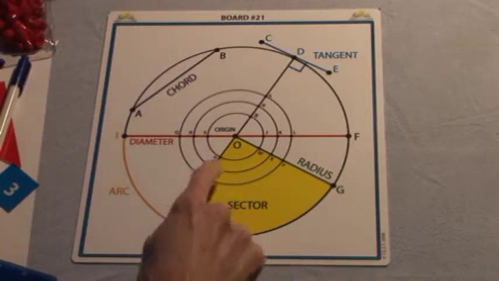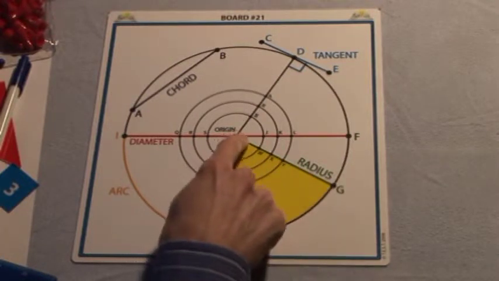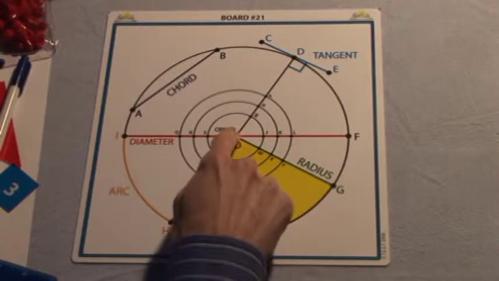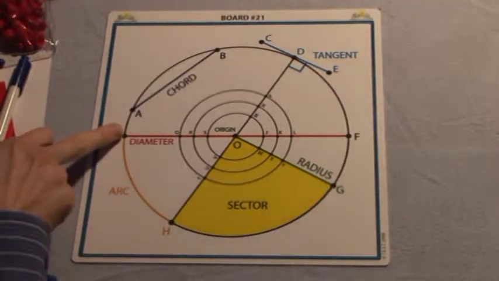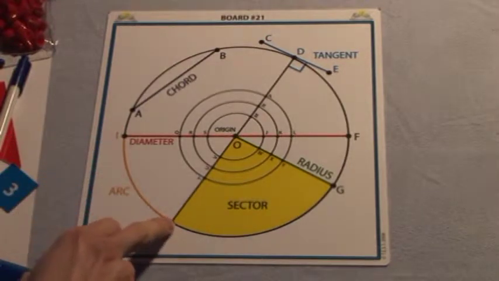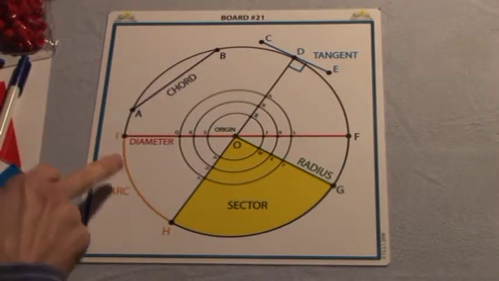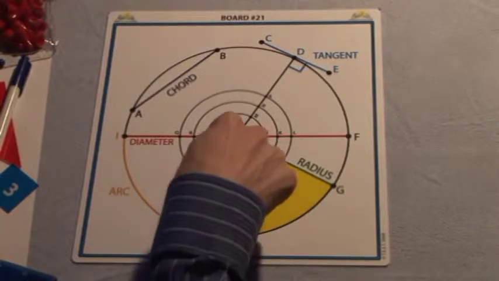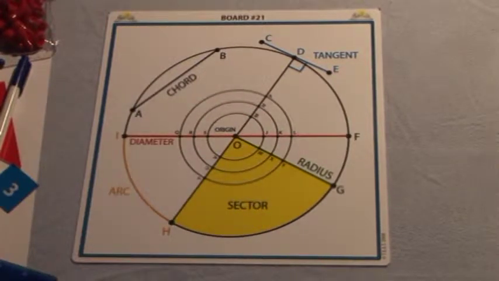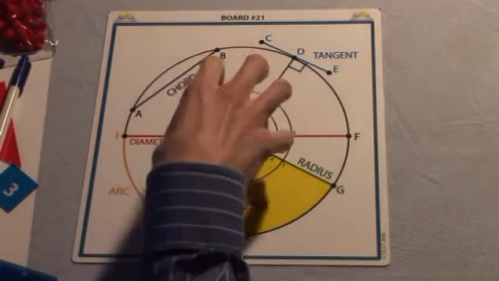A sector, which is enclosed by a radius on this side, a radius on this side, and the arc that runs here, and obviously the arc, labeled in orange, runs between any 2 points along the circumference of a circle. The center of a circle is called the origin, and all of these components make up a circle.